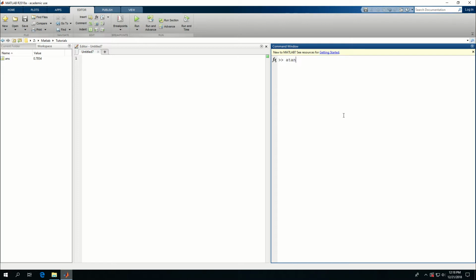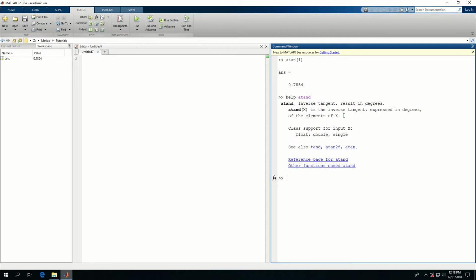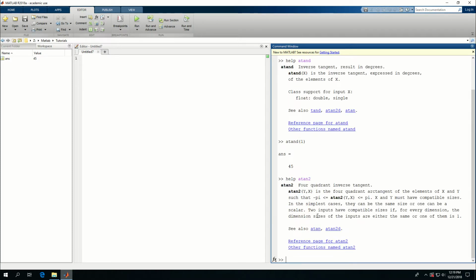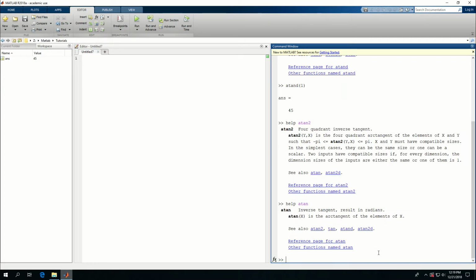We can also do an atan of 1, which gives me this number, and I'm not sure if there is an atand, but let's just try. atand gives the inverse in terms of degrees. So atand of 1 should give me 45, which it does. There is another aspect in atan, which is atan2. So if I just do atan2, you can see that instead of receiving one value, it receives two values, y and x, and it goes from minus pi to pi, whereas atan alone gets one value, and it gives the results in radians.